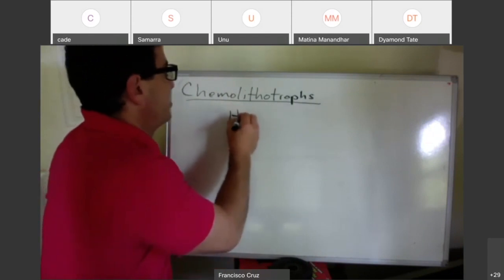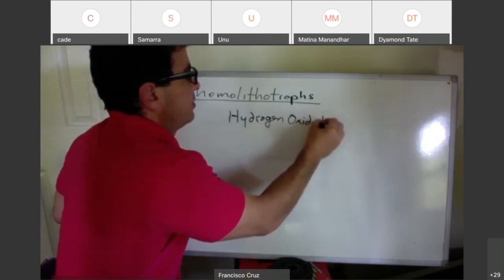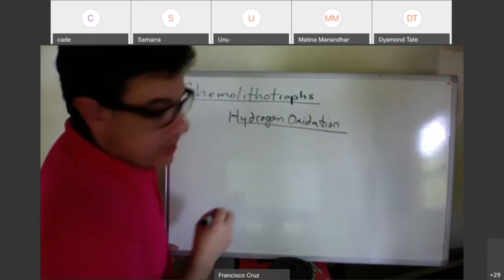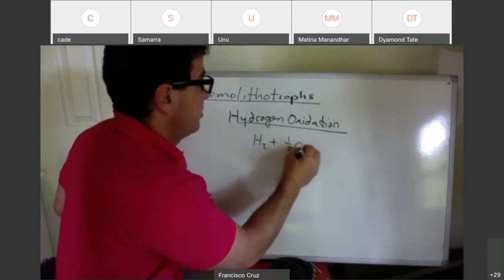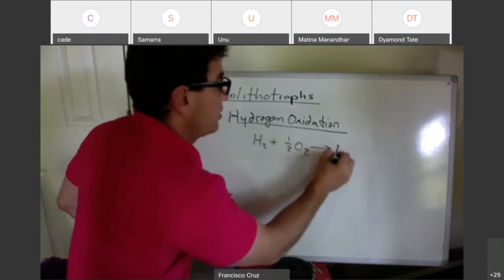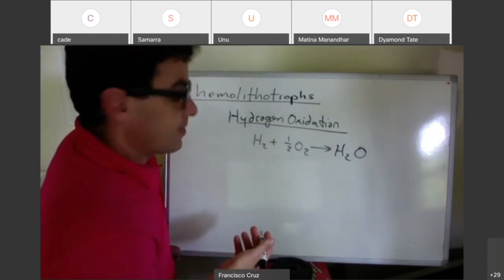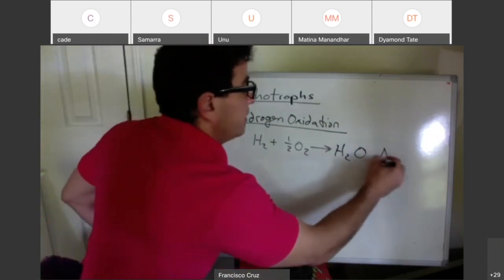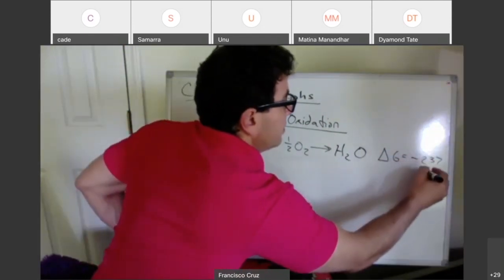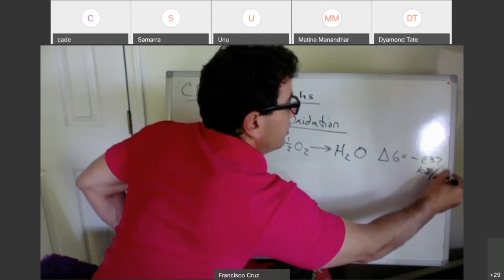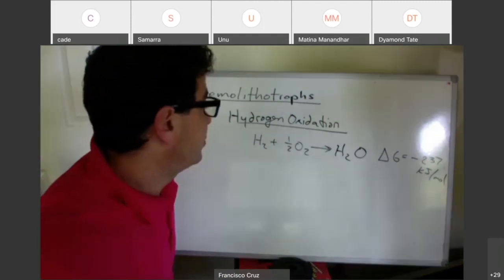So we have hydrogen oxidation, right? And here we have H2 plus half of O2, and this goes to water. This would be an organism that oxidizes hydrogen, and the delta G here is going to be minus 237 kilojoules per mole. So it's a highly beneficial microbe.